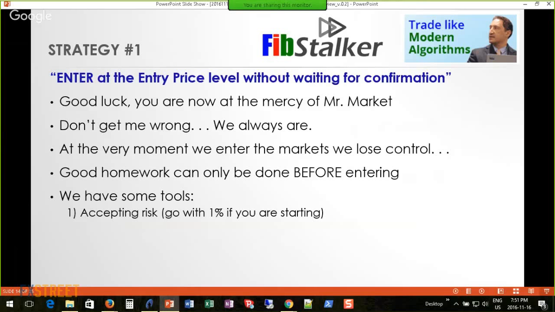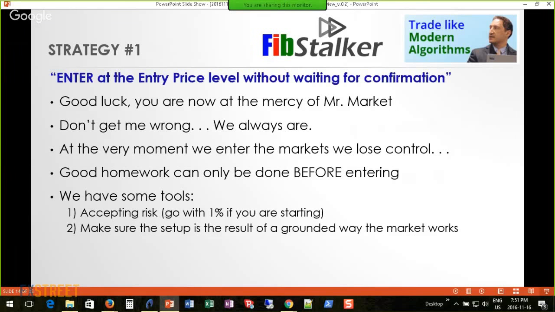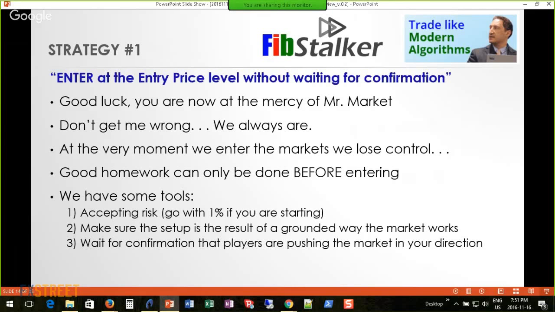In fact, in the same presentation where I showed that 95% of starting traders lose money in the market, I also showed that they lose between $2,000 to $6,000 in a period of 3 to 6 months. Okay, that's average. So don't be above average. Try to be below average. Actually, try to take yourself out from the average behavior and follow sound suggestions. Make sure that the setup is the result of a grounded way the market works. Wait for confirmation that players are pushing the market in your direction. That's basically what I have mentioned before.